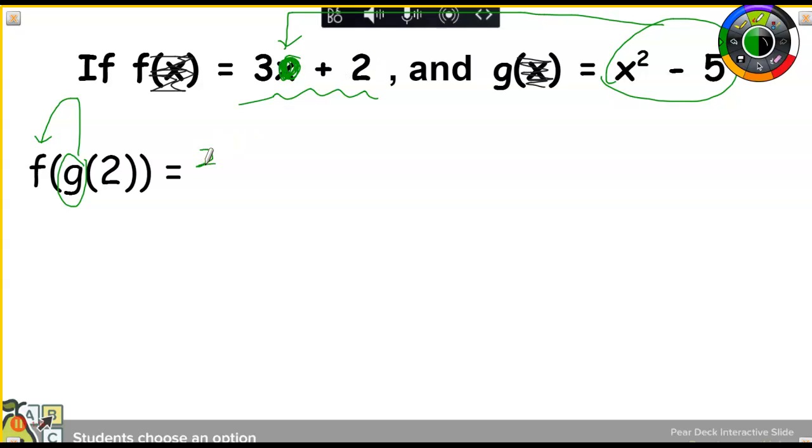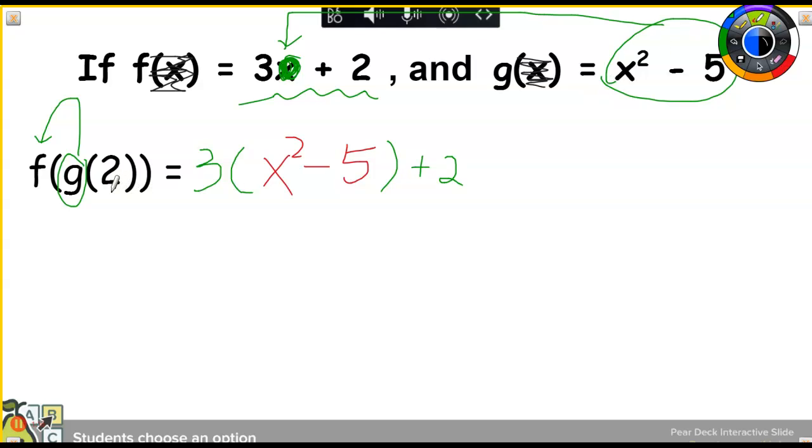So let's put it in the answer part. 3 bubble plus 2. And what is the real content of your bubble? It is x squared minus 5. So put the real content inside. So that's your new composite equation. You put one equation into the other. Okay? And look at your question.